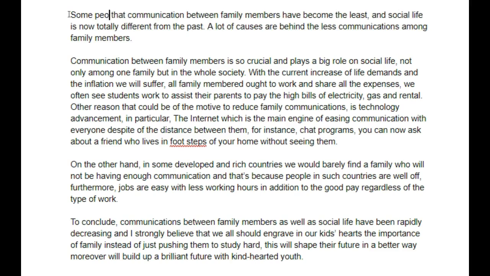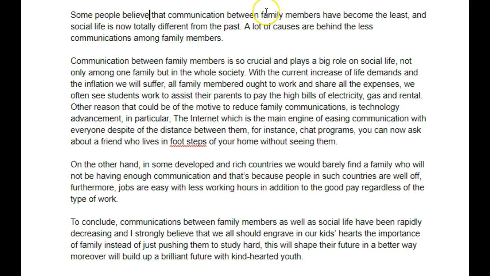So some people believe that communication between family members, this is not quite correct. It doesn't really make grammatical sense. And also communication being the singular, we need the singular has as well. And we also, the least refers to the lowest point. And the question is not asking us about the lowest point, it's just asking us to compare it with the past. So has communication between relatives diminished recently? We don't need to know whether it's the lowest, we don't need to know if it's the highest, we just need to know if it has become less.